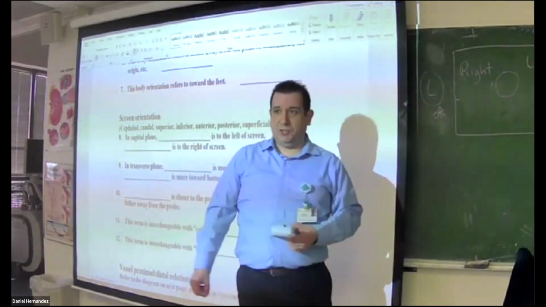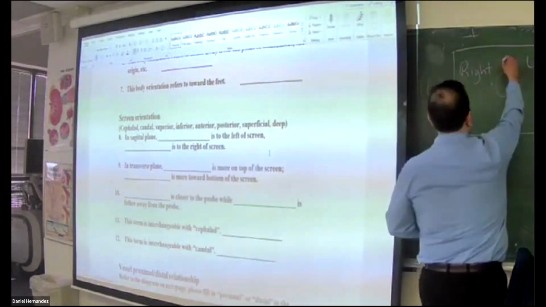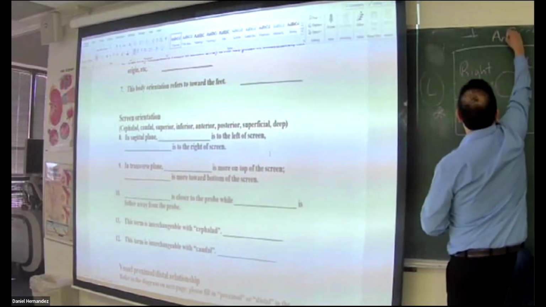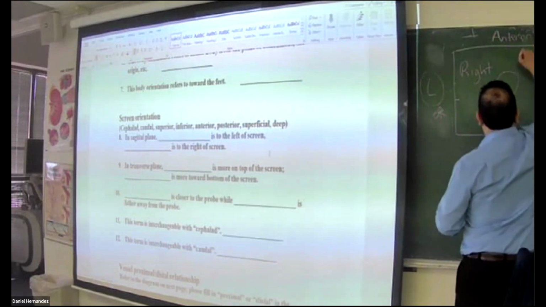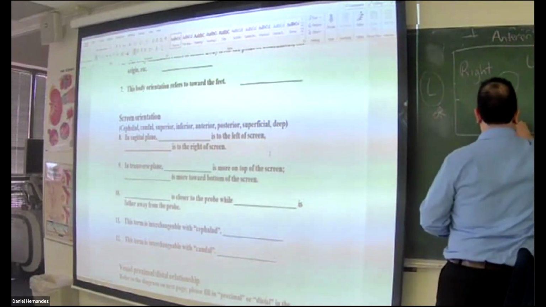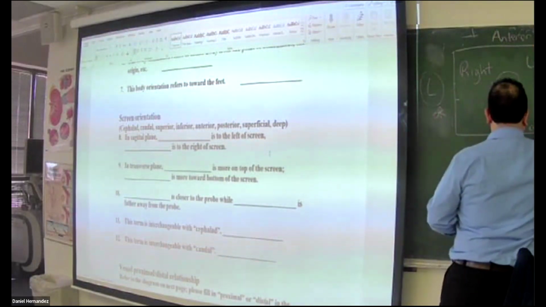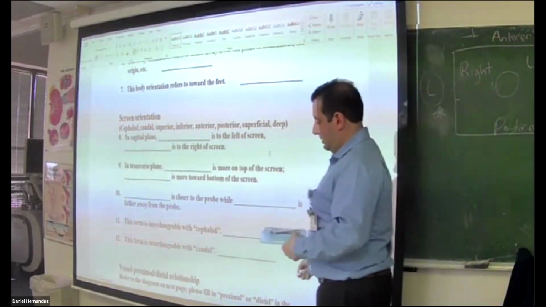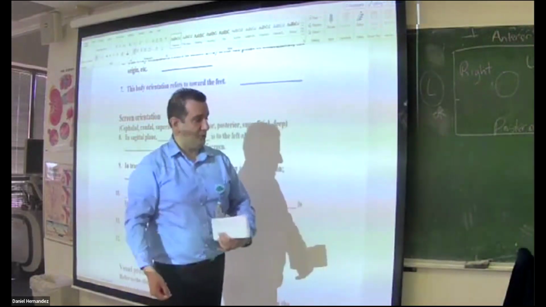Anterior and posterior still haven't changed. This is still the surface of the skin, this is still anterior, and this is still posterior. None of that has changed. So in sagittal and transverse, it's always going to be anterior and posterior.